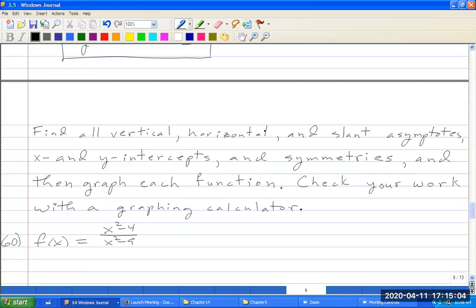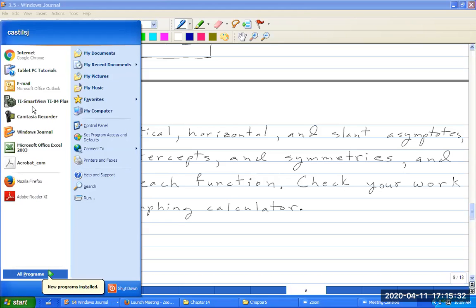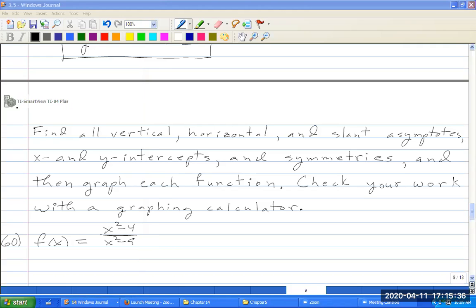Okay, let's do problem number 60. Find all vertical, horizontal, slant asymptotes, x, y intercepts, symmetries, and then graph each function. Check your work with a graphing calculator. Oh, okay. So actually, let's see if I can pull up my graphing calculator. There it is. Okay, so let's do this.